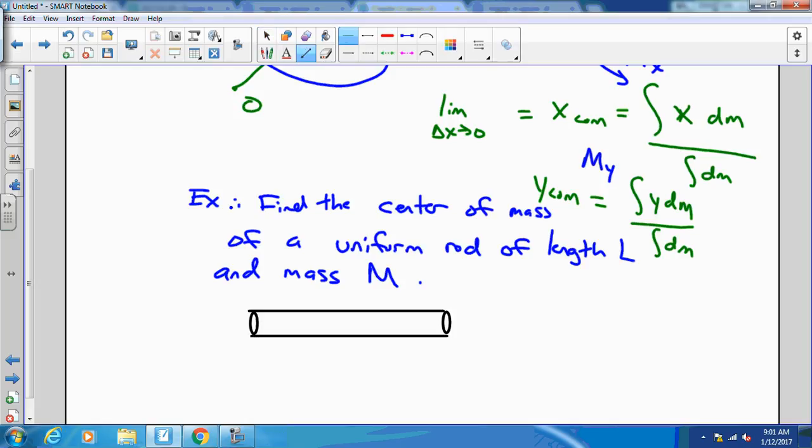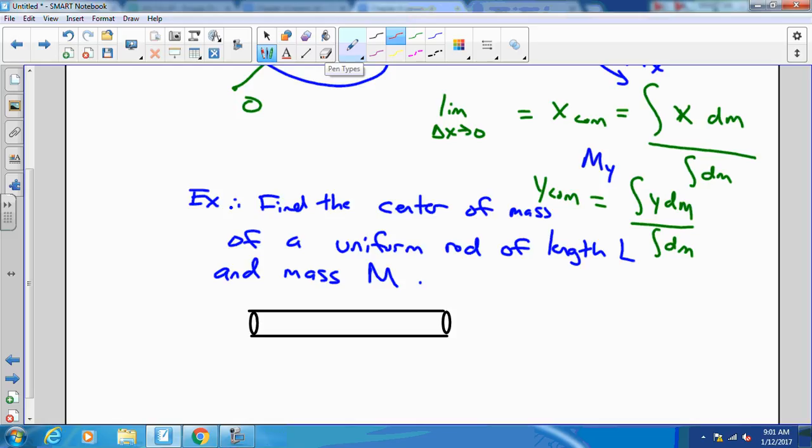Just by using an appeal to symmetry, where does that center of mass have to be located? Yeah, it has to be located at the center of the rod. So we're not using calculus to solve this problem because we need it. We're using calculus to solve this problem because we need to practice the calculus to see how it's going to work out in a simple situation.